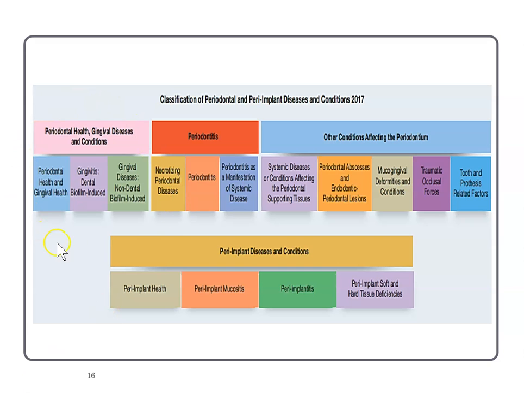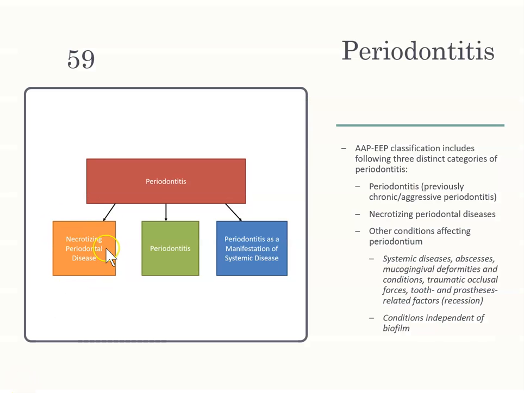Okay, so in the previous video, we looked at periodontal health, gingival diseases and conditions, and we examined all these three different categories. Now we're going to look at this classification, periodontitis, and look at the subcategories. So here we have necrotizing periodontal disease. Necrotizing is like a flesh-eating type of disorder. It's like they're eating away the gums. Very, very painful, usually associated with fever.